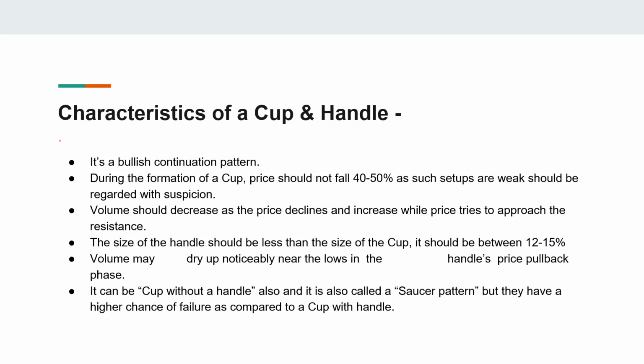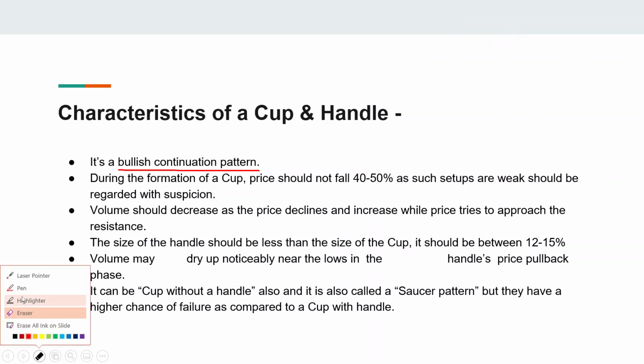So what are the characteristics of a cup and handle pattern? Whenever you are looking for such a pattern, keep these points in mind, because these are some common characteristics shown when a cup and handle is forming. The first one, as I said previously, is that it's a bullish continuation pattern. So it's not a reversal pattern. Maybe in some exceptional cases it may act as a bottom formation, but it is a continuation pattern, and only bullish. So the price should be in an uptrend to form this pattern.